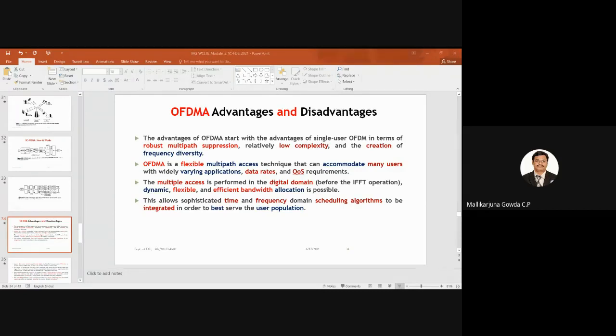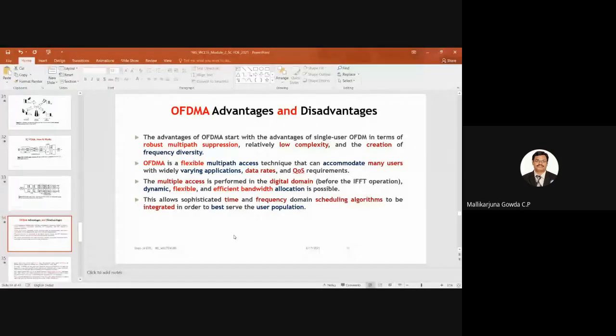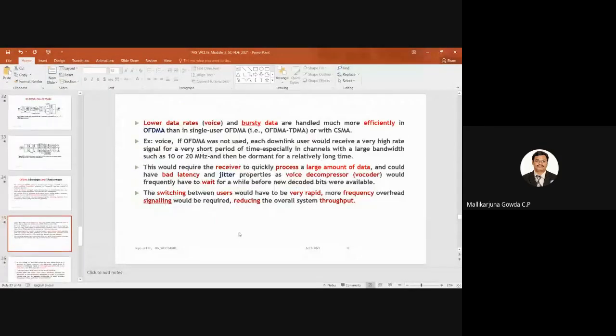Okay, so with that, what I want to say is, because of these advantages, this OFDMA allows sophisticated time and frequency domain scheduling algorithms. Okay, so that can be integrated in order to best serve the user population. So these are the advantages.